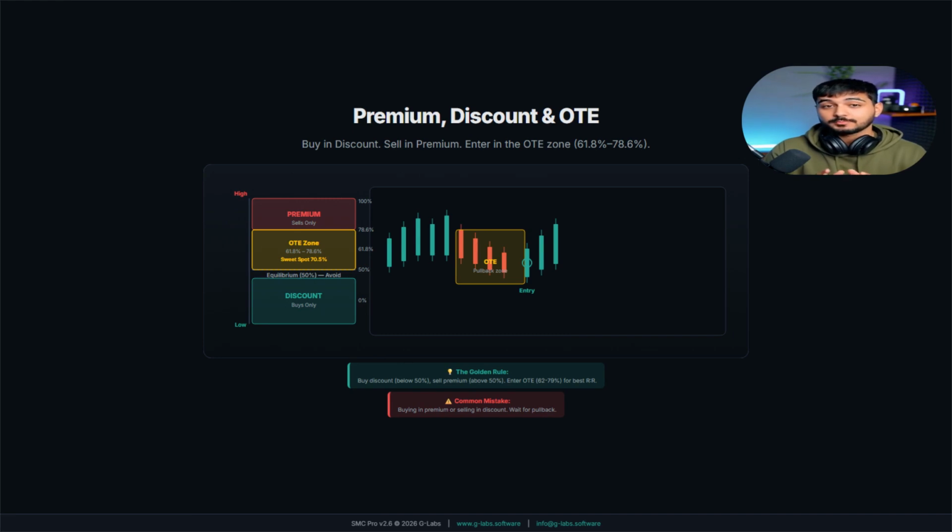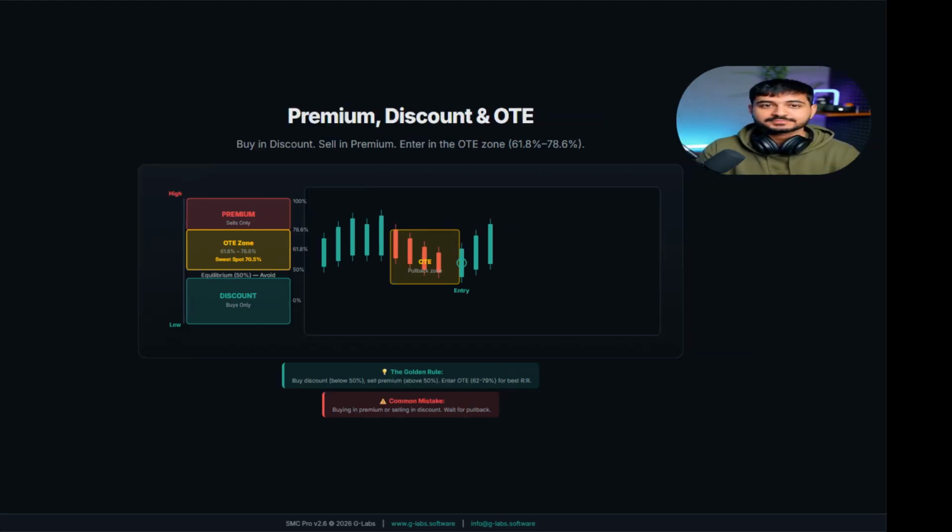The dealing range splits into premium and discount. Above 50% is premium. Look for sells only. Below 50% is discount. Look for buys only. The OTE zone, optimal trade entry, is the golden band between 62 and 79%. The sweet spot is 70.5%. In a bullish trend, wait for price to pull back into the OTE zone in the discount. That's where institutions refill. In bearish, wait for premium.